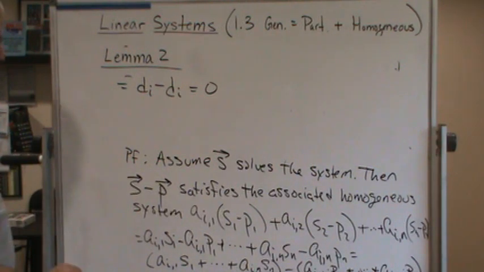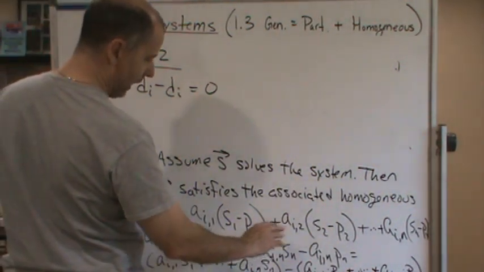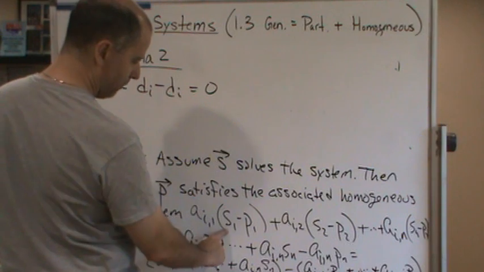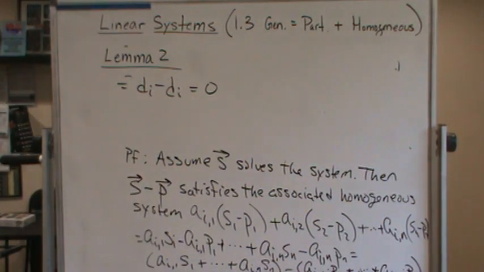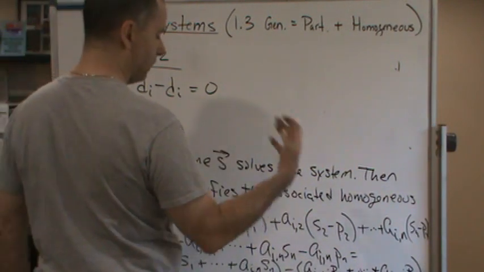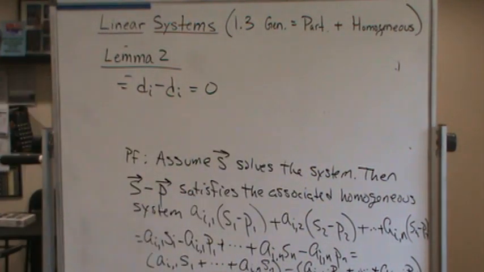Now, just remember, S1, S2 and so on are components of the vector S, just like P1, P2, and so on are components of the vector P. Okay? And so all we're doing is using vector subtraction in this case, if you will.